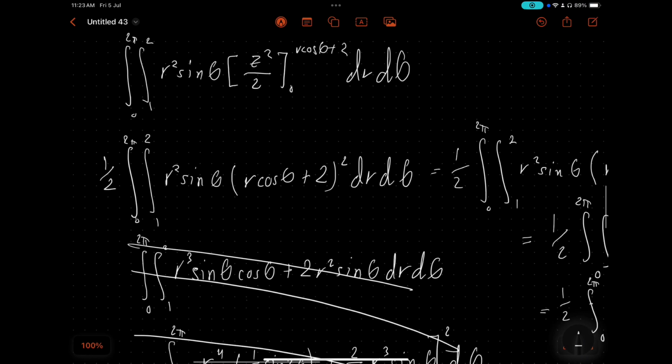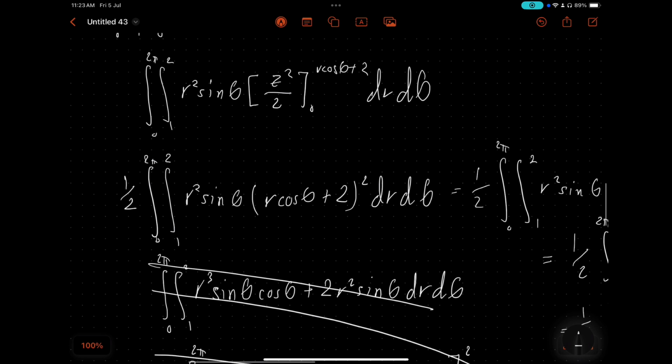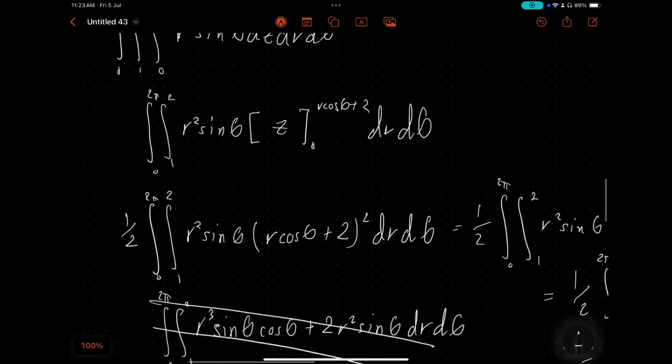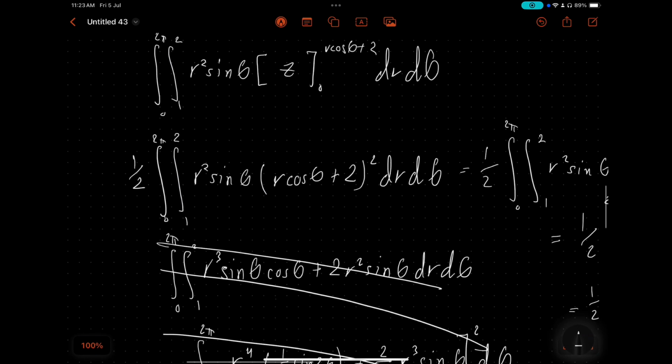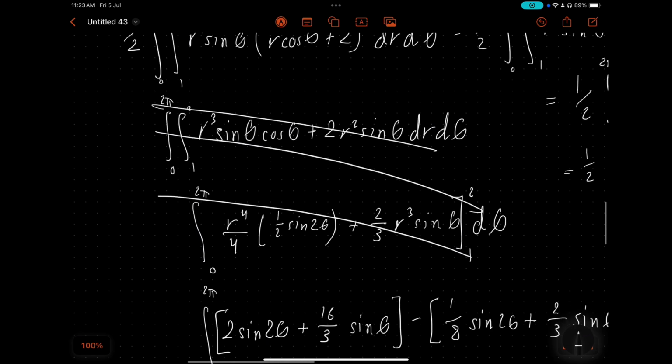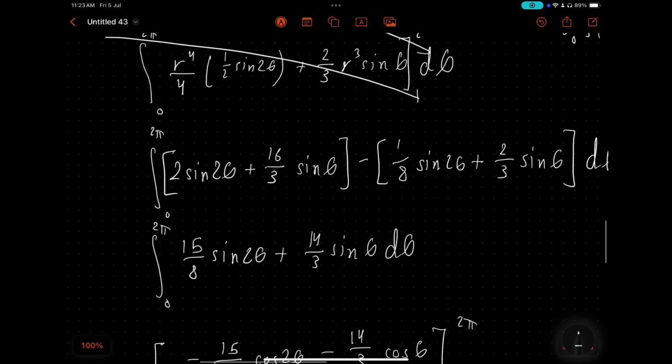So we had z squared over 2. Actually, we should not have z²/2, we should have only z. So I had it right at the beginning: only z from 0 to r theta plus 2. So actually I had it right in the beginning. But it seems like we're not getting the exact answer for some reason.